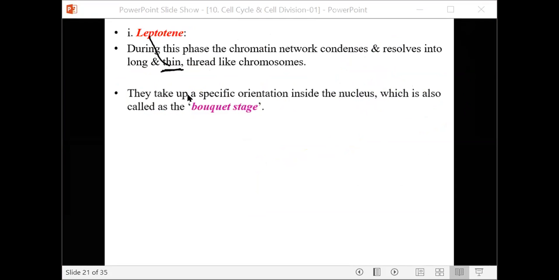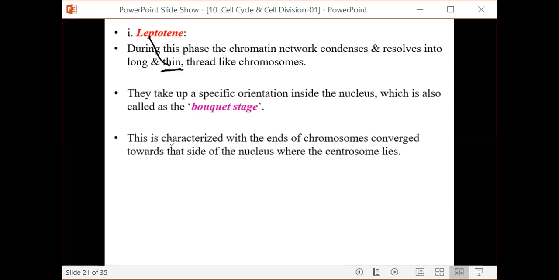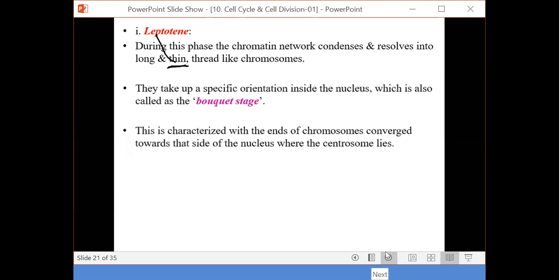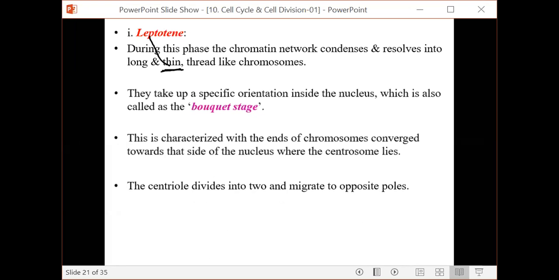Now these chromosomal structures orient inside the nucleus in such a way, nearly towards the centrosome, so hence they appear like a bouquet. In this bouquet stage, the chromosomes appear to have converged towards the side of the nucleus where the centrosome lies, as I showed you in that rough diagram. It appears like a bouquet, converging from there, hence we give the name bouquet stage.